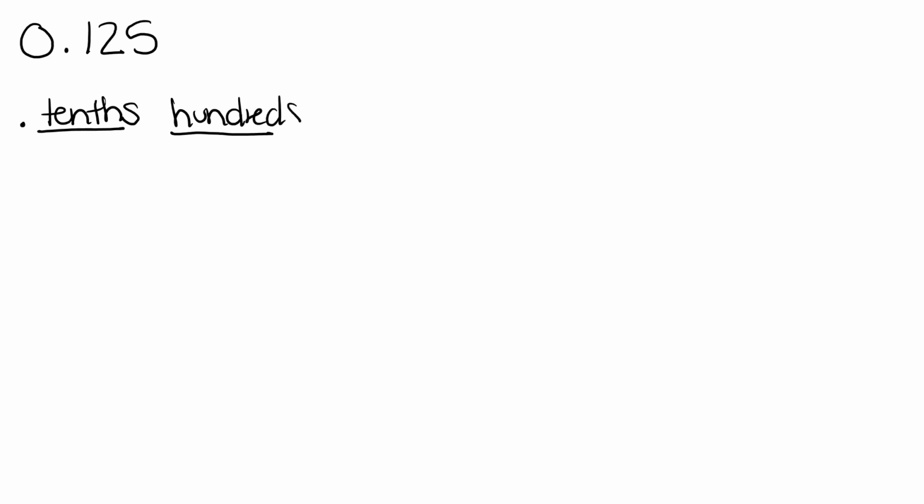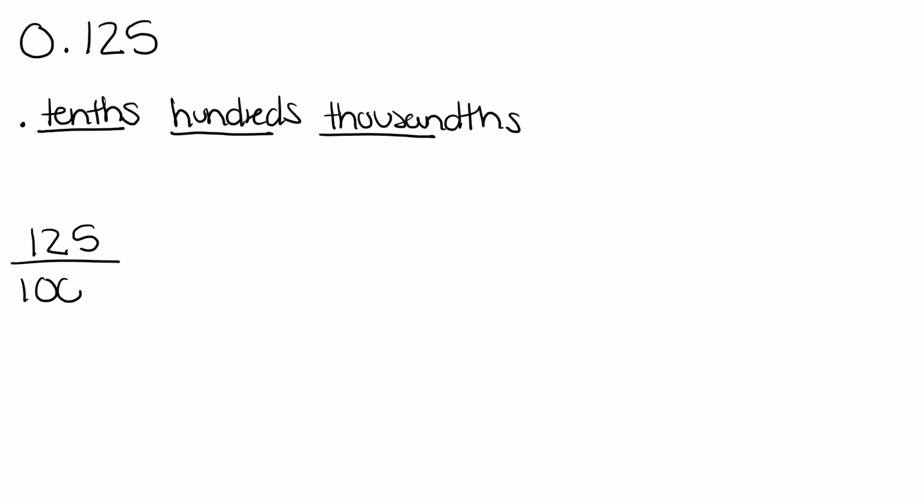For number 8, we have the decimal point 0.125. The first place value is known as the tenths, that's the 1. The second place value, that's the 2, is known as the hundredths. And the third place value, which is the 5, is known as the thousandths. We start by writing our fraction as 125 over 1,000, because that's the place value that we're in.